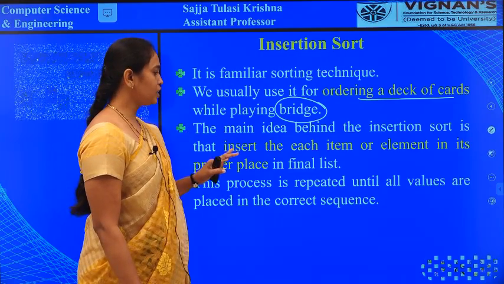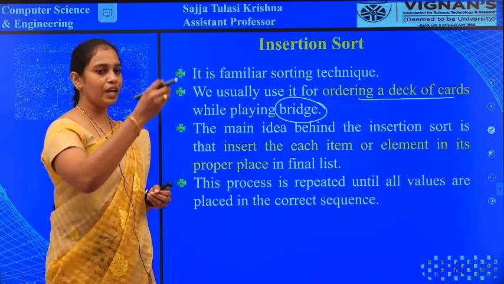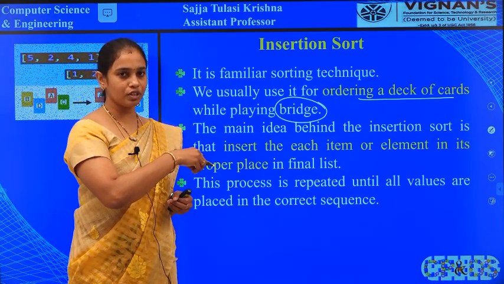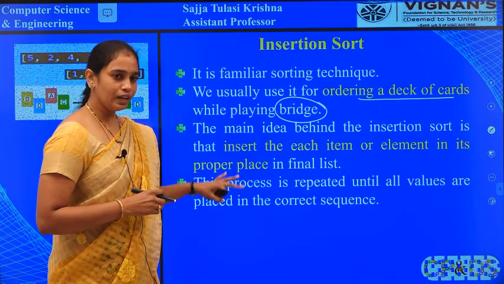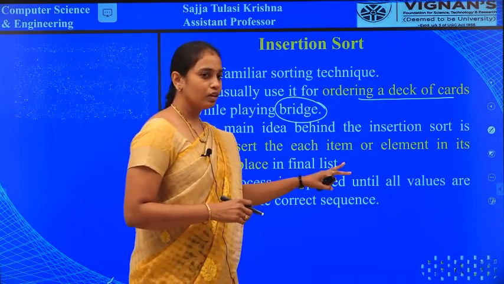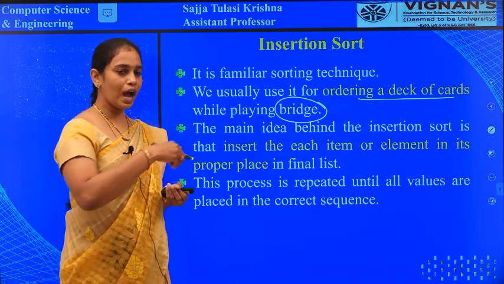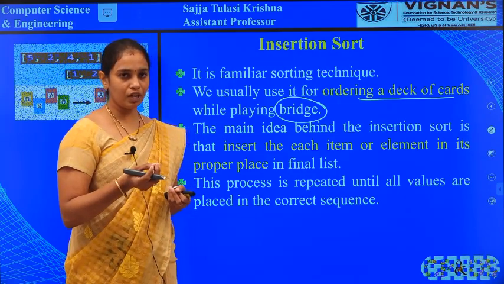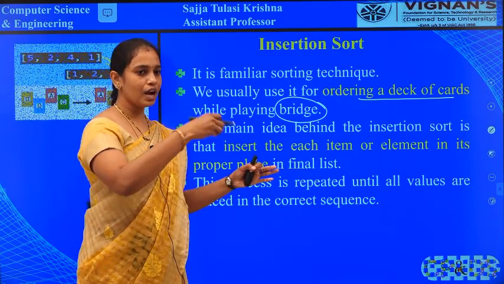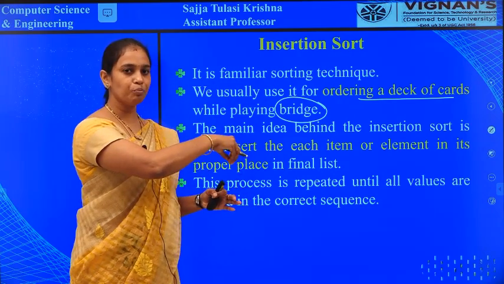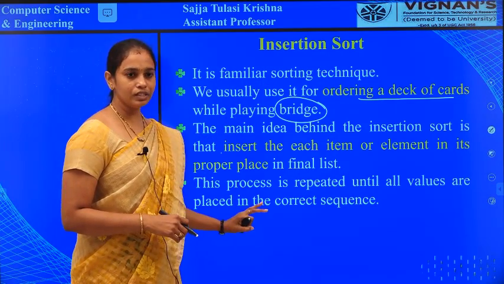In that bridge game, we have to take one card out and then place that card in its proper position. So that is called the bridge game in cards. That idea is behind this insertion sort. In an array also, we have to take one element out, compare it with the previous elements, and place it in its proper position. That is the main idea behind insertion sort.